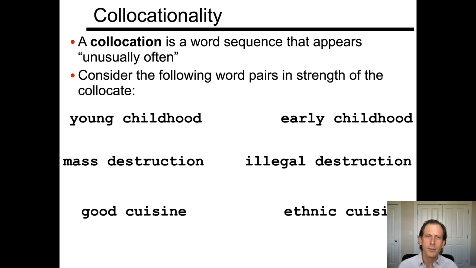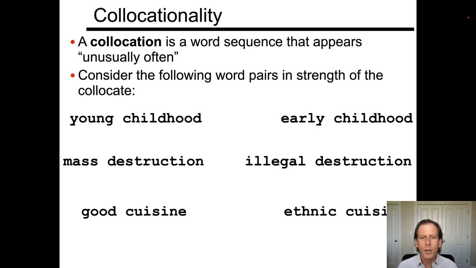Good cuisine, ethnic cuisine. Once again, I think you're going to have a strong intuition that both of these are perfectly reasonable things to say. They don't mean the same thing. Nevertheless, you can judge that of the two, ethnic cuisine is sort of more of a thing. And this notion of collocationality is very interesting from a cognitive perspective, because there's nothing wrong with any of these 6 bigrams. They're all perfectly reasonable bigrams of English.